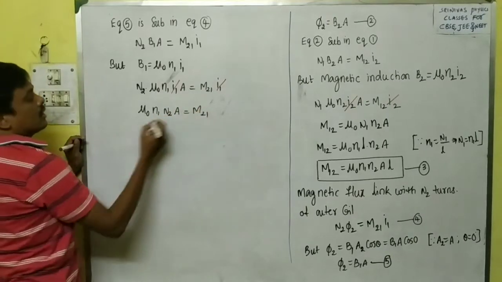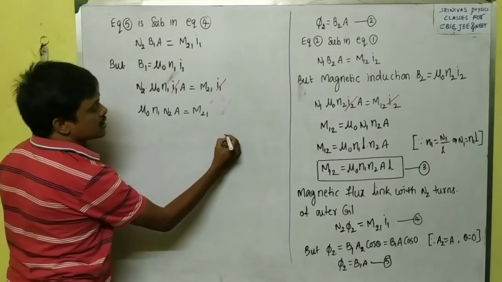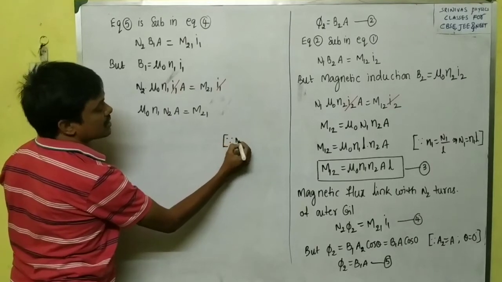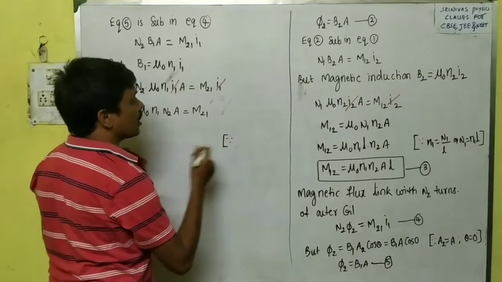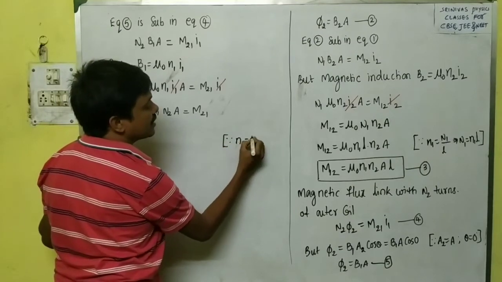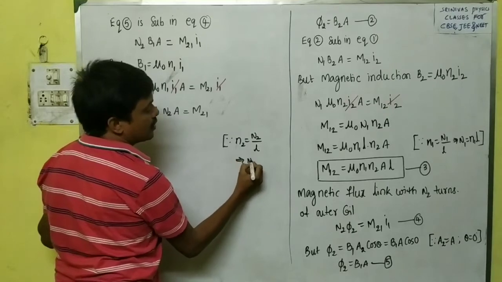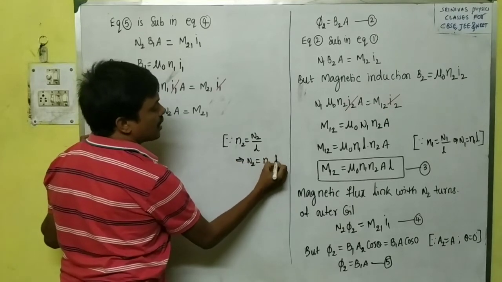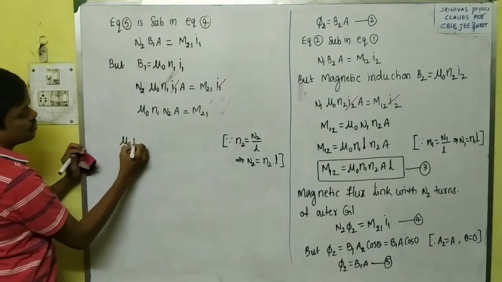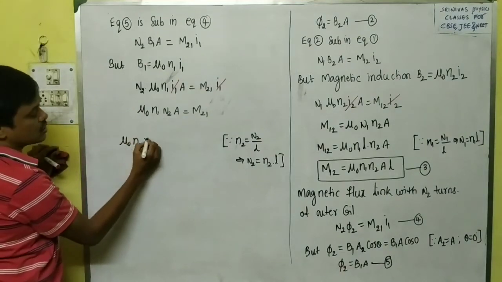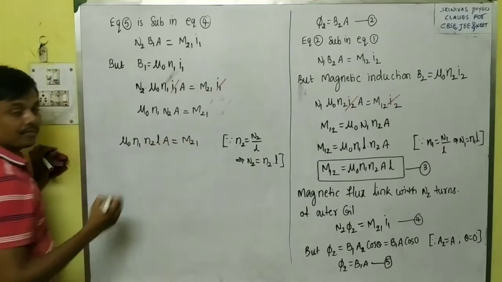Okay. And then here we have to change N2, the total number of turns in the outer coil. Small n2 is the number of turns per unit length, that is total number of turns by total length. From this, we write N2 as small n2 into L. This we substitute in the above equation. Then we will get mu naught into n1, N2 we write as small n2 into L, into A, that is M21.